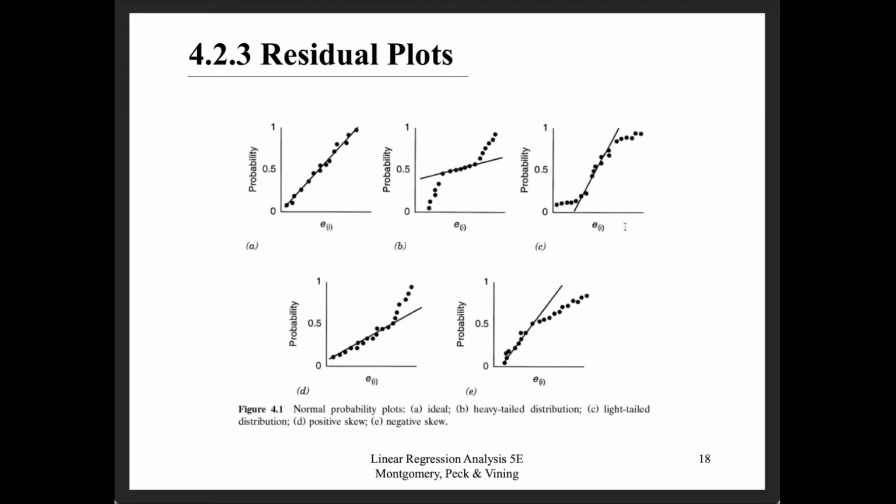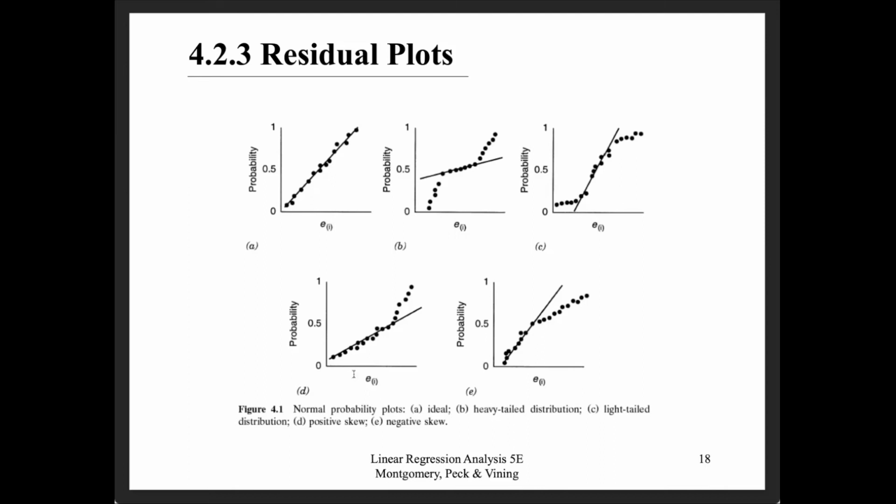On the other hand, if you've got a light tail distribution from which the residuals come, then you have a similar kind of situation, but the points deviate from the line differently, in the opposite way than they did with the heavy tail distribution.